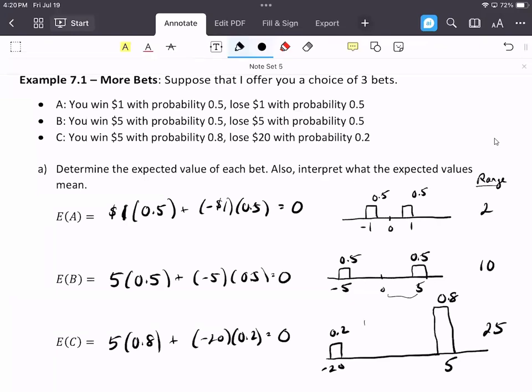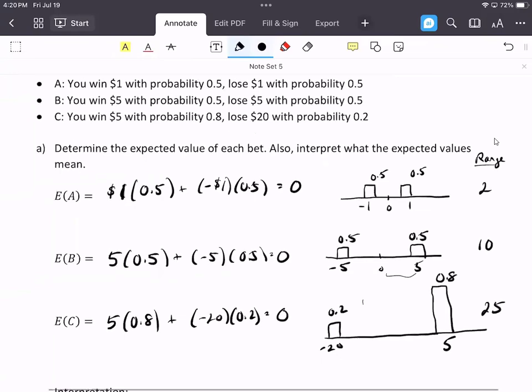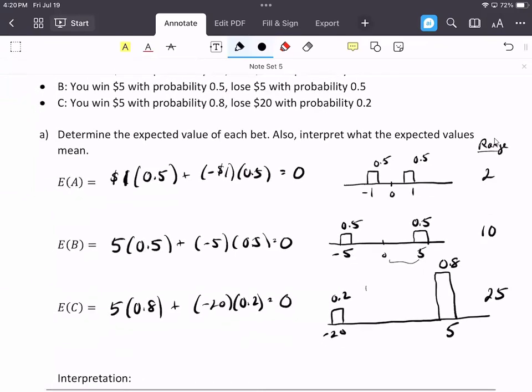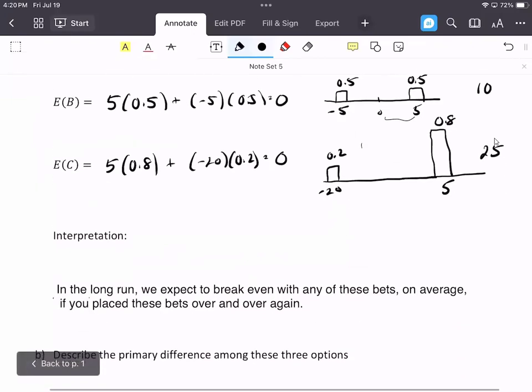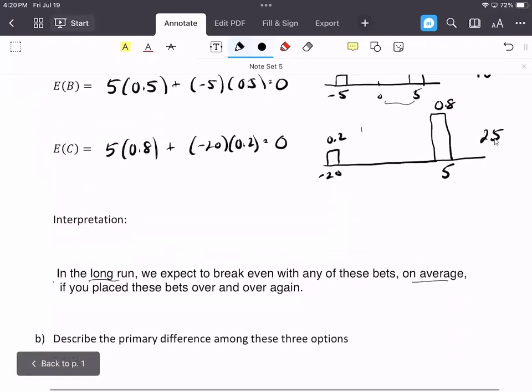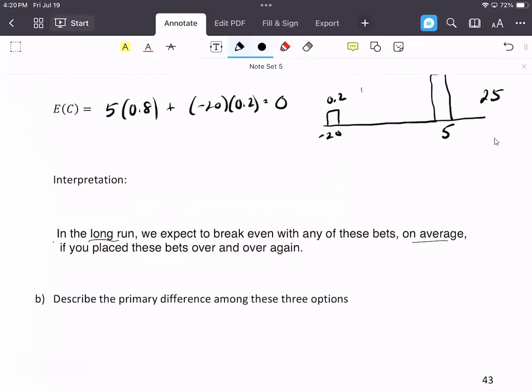So how would I interpret this, looking at these three bets? In the long run, we expect to break even with any of the bets on average if you place these bets over and over again. So once again, we've got that in the long run. We also are looking at on average, and we talk about that in context.